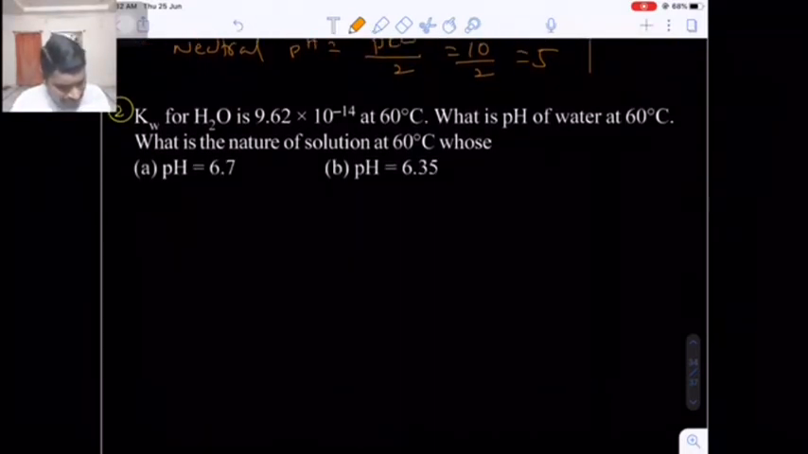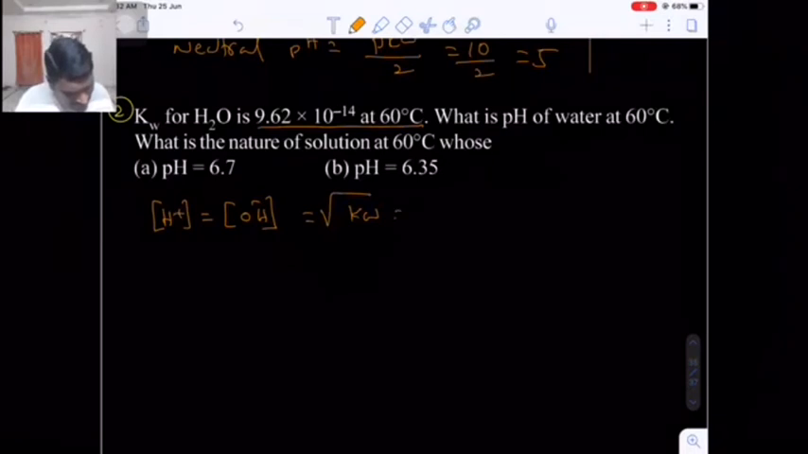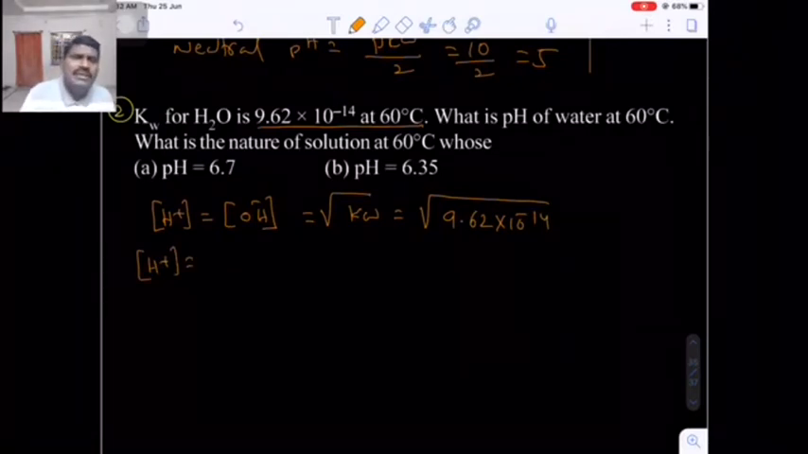Now the second question, similar to this one, the Kw value is given at 60 degrees Celsius. Again, what is the formula to find the H plus ion concentration or OH minus ion concentration? Nothing but square root of Kw. Here, what is the Kw value given to you? 9.62 into 10 raised to minus 14. Now if you simplify the square root, you will get 3.1. You will get how much? 3.1 into 10 raised to minus 7 moles per liter. This is the H plus ion concentration.